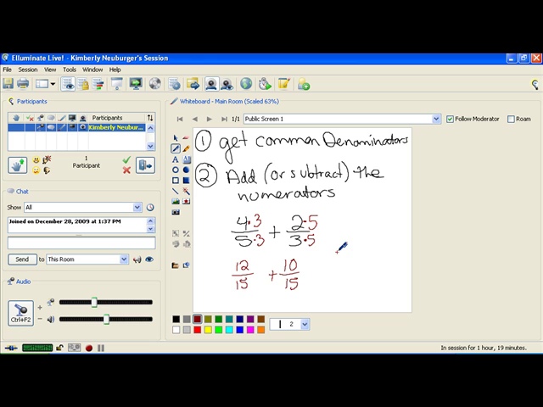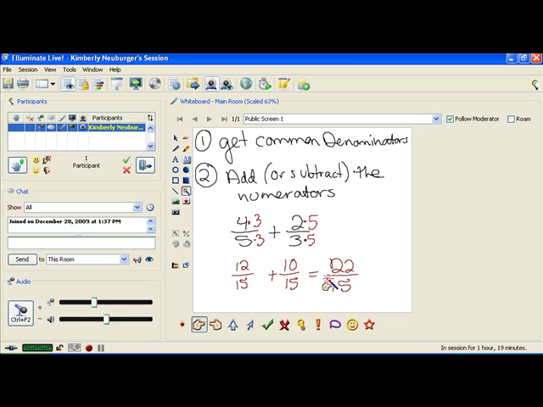Now we have common denominators because the bottom numbers here match. So we're going to add our numerators, which is the 12 and the 10. And that gives us 22 over 15. Now, we do want to see if we can reduce, but since there's nothing that will divide evenly into the 22 and the 15, we can't reduce this fraction, and we're done.